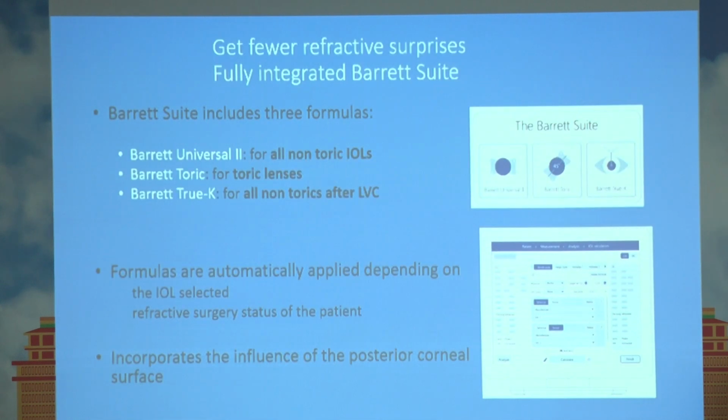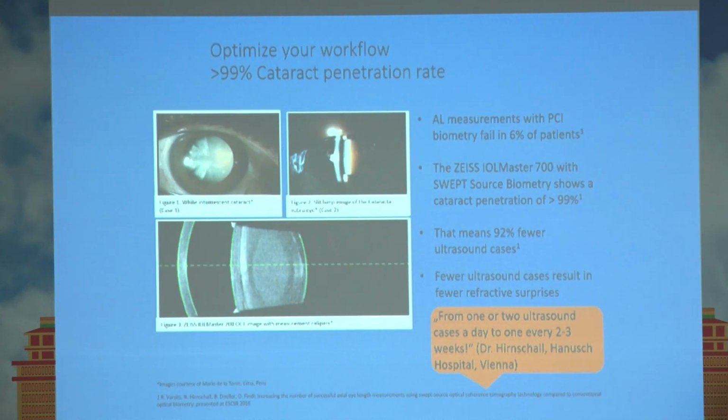So now the thing is, most patients come post-refractive surgery. This has a fully integrated Barrett suite, so with that you can get into all the formulas and the results are going to be very, very accurate. One more advantage of this machine, if you see here, is a mature cataract, white intumescent cataract, even 99% of the cataract it can penetrate very well.